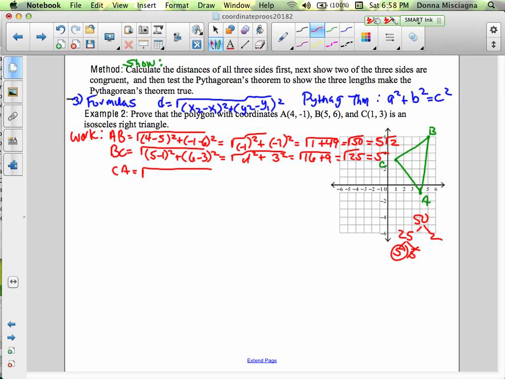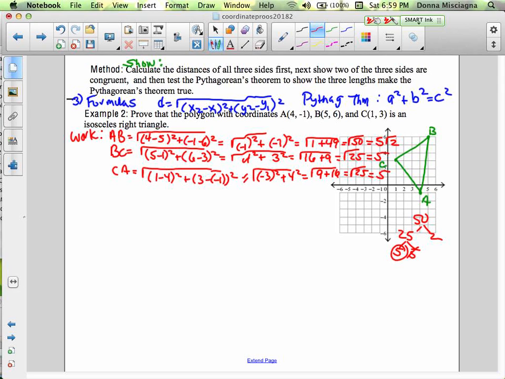So that would be 1 minus 4 squared plus 3 minus a negative 1 squared, which is negative 3 squared. 3 minus a negative 1, that would be 4 squared. And that would be 9 plus 16, which is the square root of 25, which is 5. Now we can see we have two sides congruent. You don't have to do anything to know they're congruent. You can look and see, hey, 5 and 5, right?